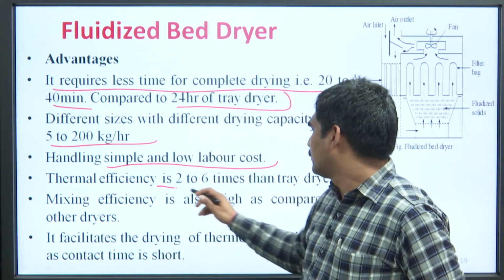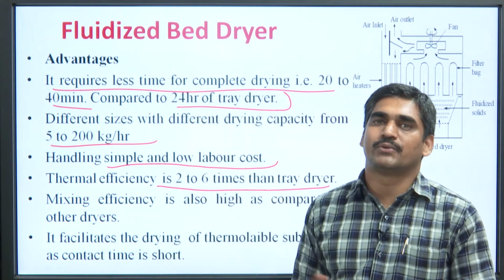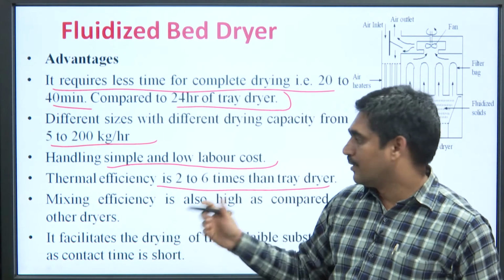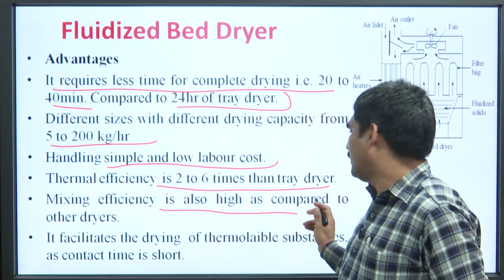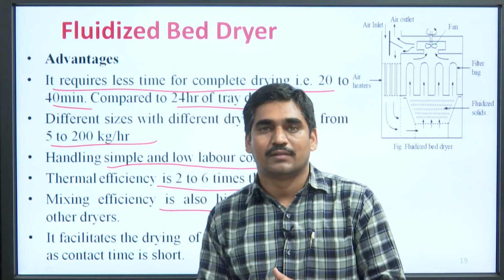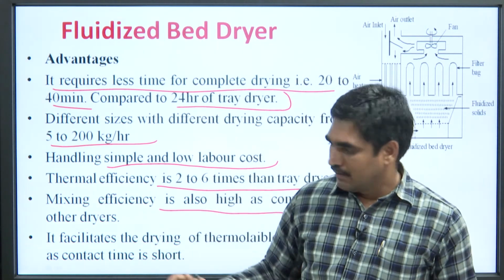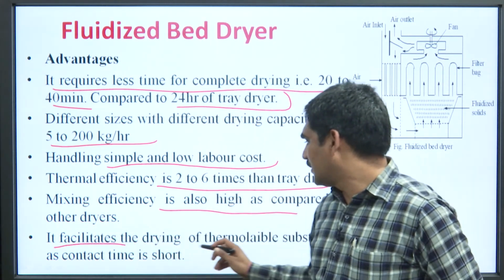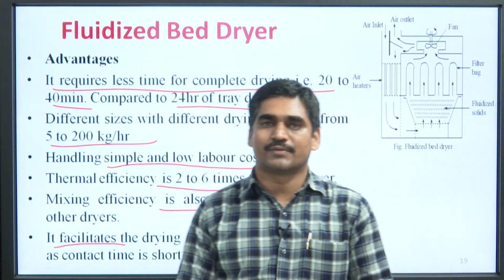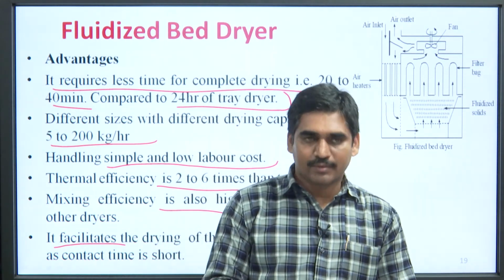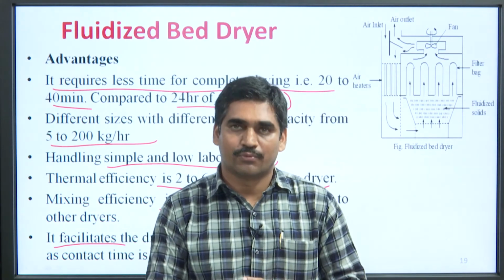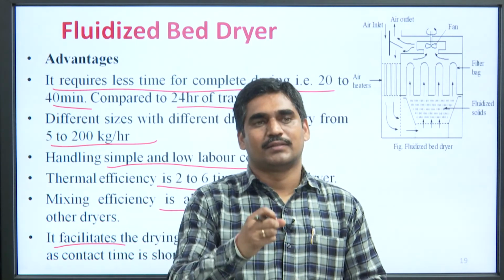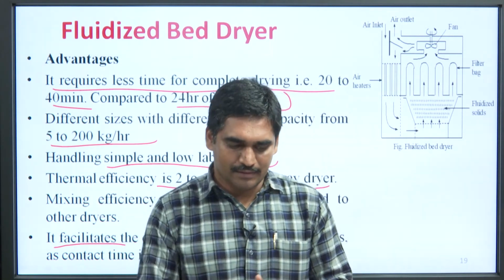Thermal efficiency is 2 to 6 times more as compared to tray dryer. Mixing efficiency is also high as compared to other dryers. It facilitates the drying of thermolabile substances, which can be dried using a fluidized bed dryer as the contact time is short.